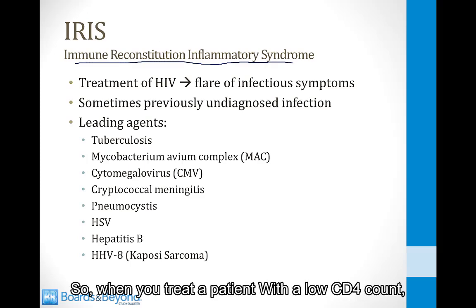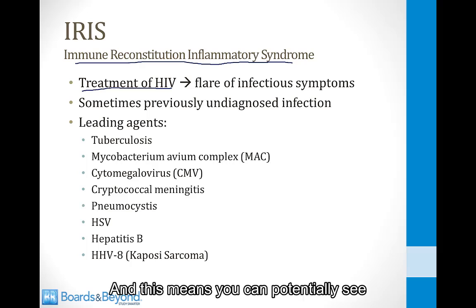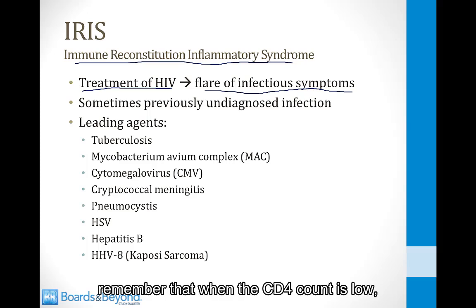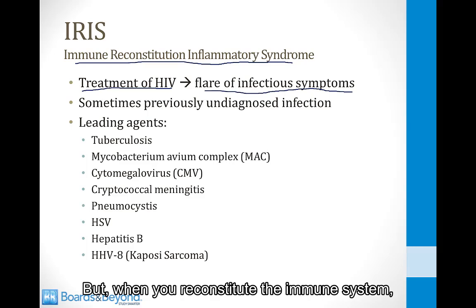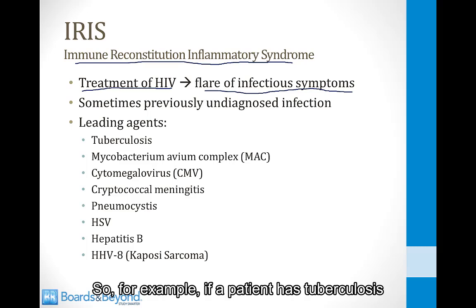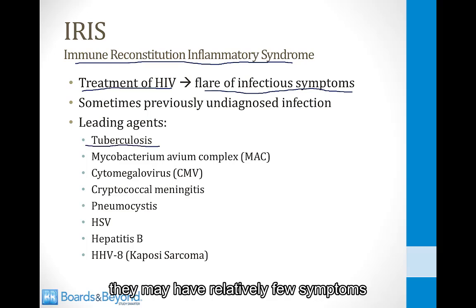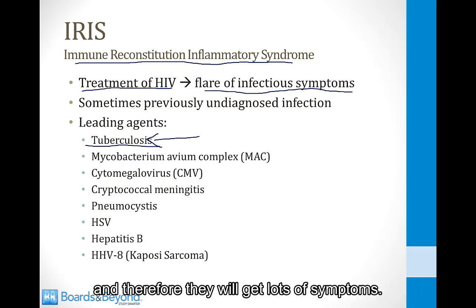So when you treat a patient with a low CD4 count who has HIV or AIDS, you reconstitute the immune system, and this means you can potentially see a flare of symptoms from inflammation. Remember that when the CD4 count is low, the inflammatory response is weak, but when you reconstitute the immune system, the inflammatory response can occur, and if there's a previously undiagnosed infection, you will see symptoms flare. So for example, if a patient has tuberculosis, they may have relatively few symptoms when the CD4 count is low, but when you reconstitute the immune system, they will get a vigorous immune and inflammatory response to the tuberculosis pathogen, and therefore they will get lots of symptoms.